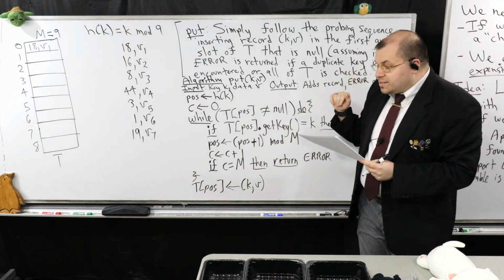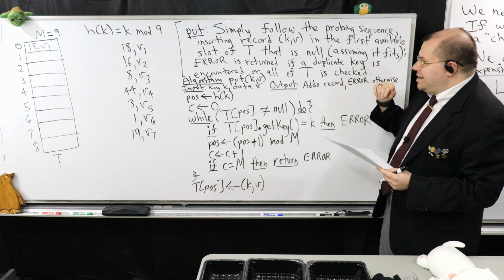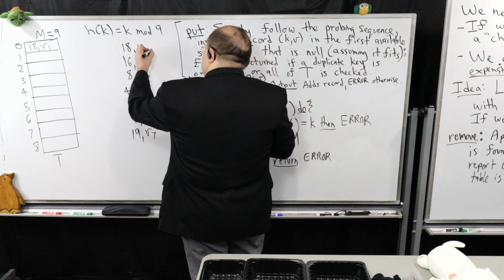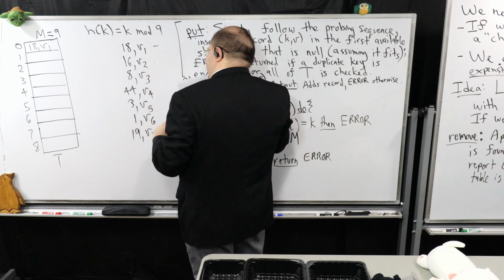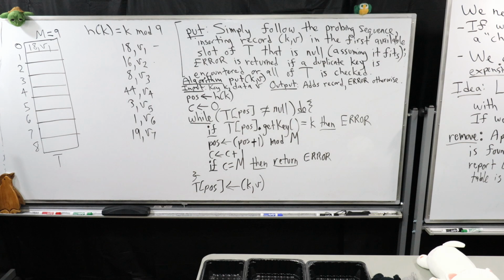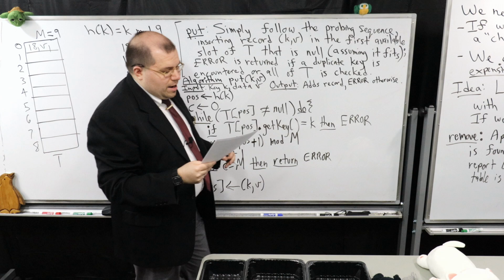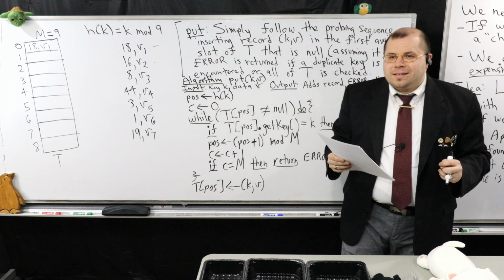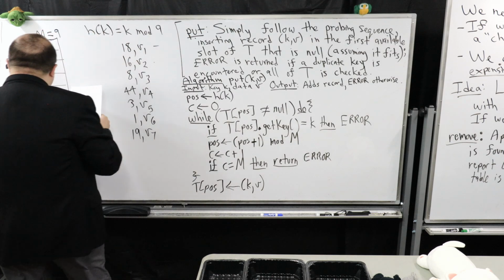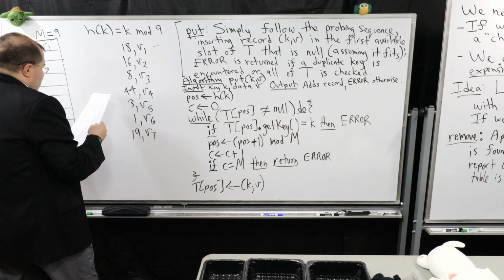Then, next, I have 16 mod 9. This is the next one I'm going to put into the table. So I'm going to consider this one here. I'm going to do a put operation. Can somebody tell me what's 16 mod 9? What's 16 mod 9? It's 7. Very good. So it goes to position 7.